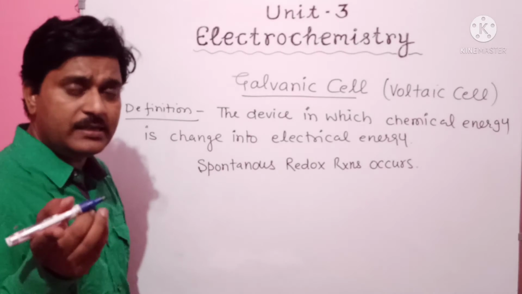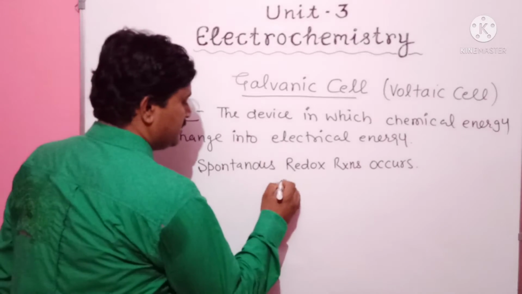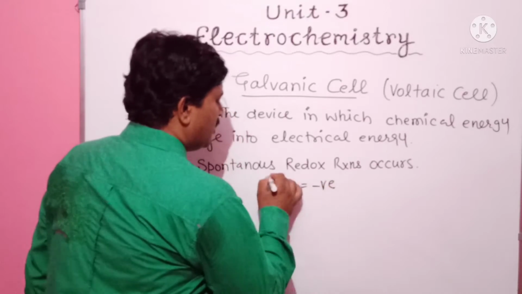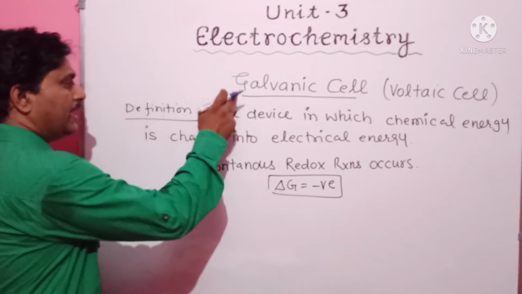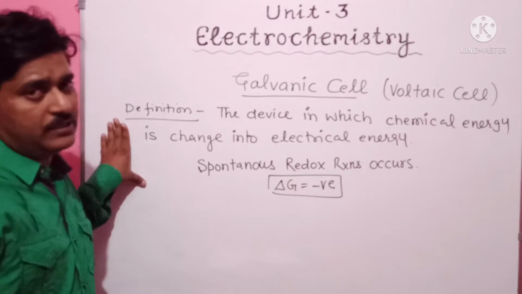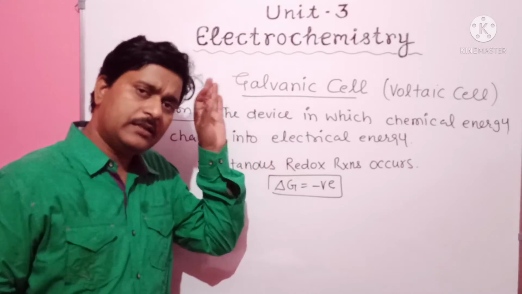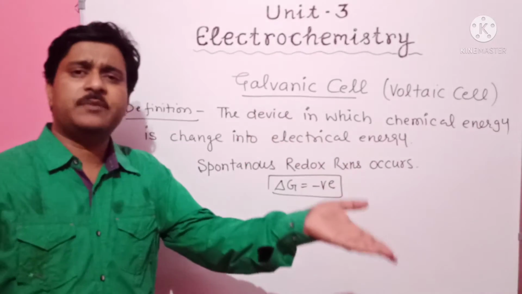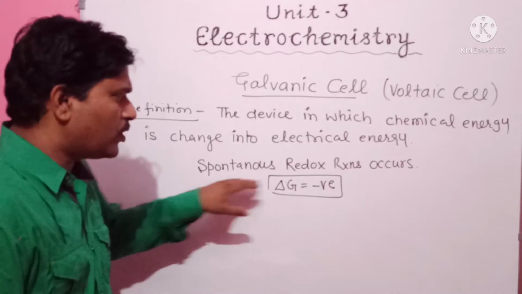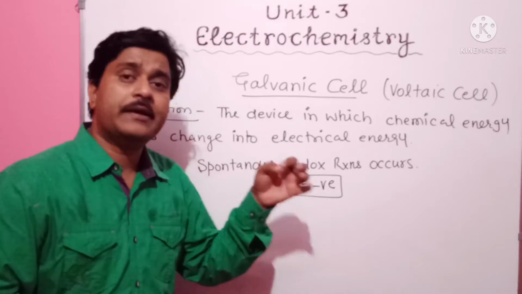Or we can say delta G, the Gibbs free energy, will always be negative for a galvanic cell. So if we want the definition of the galvanic cell, the answer will be: the device in which chemical energy changes to electrical energy. What happens during the reaction? Always spontaneous redox reactions occur, and delta G will be negative.